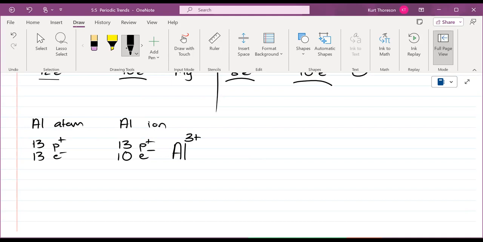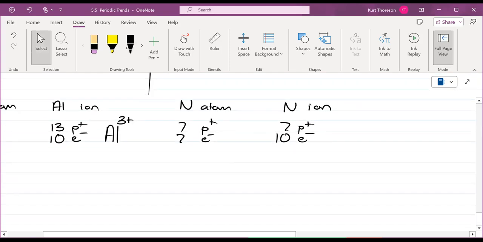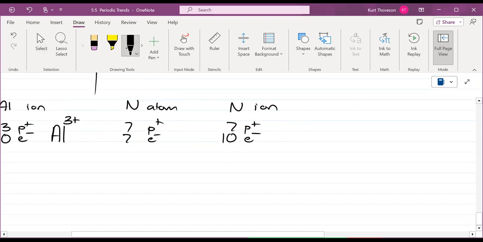All right, let's do another. Nitrogen. Atom. Olive, how many protons and electrons does a nitrogen atom have? Yep. Now, how many protons does a nitrogen ion have, Olive? Okay, and the electron number is going to be 10. So what is the charge of a nitrogen ion, I mean? How do you write it? Okay, 3 with a negative symbol.